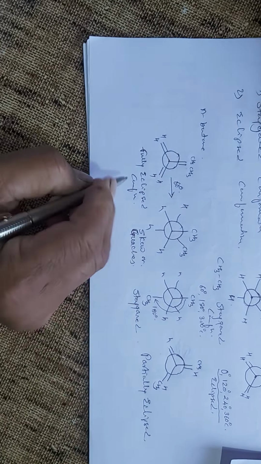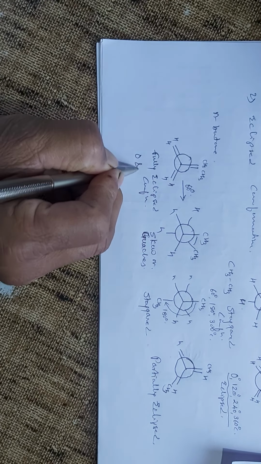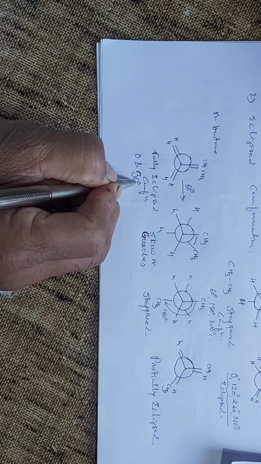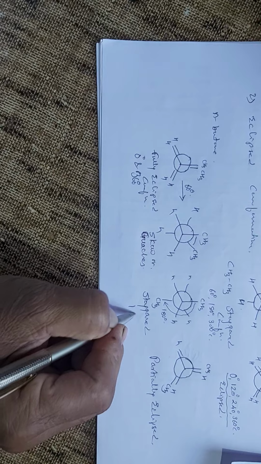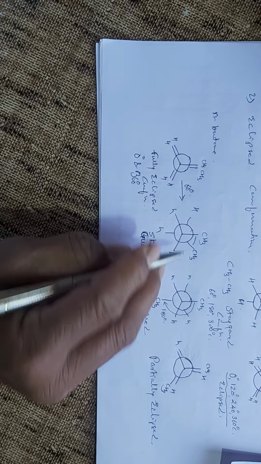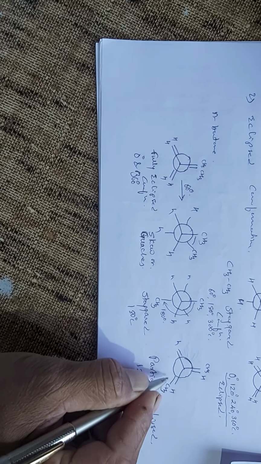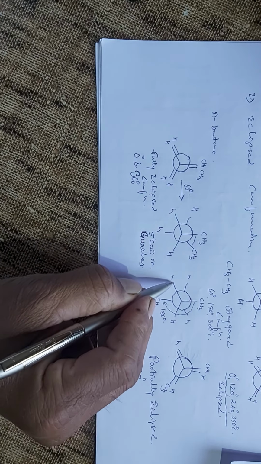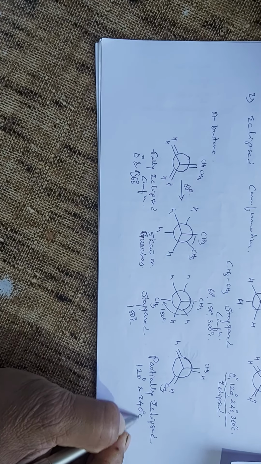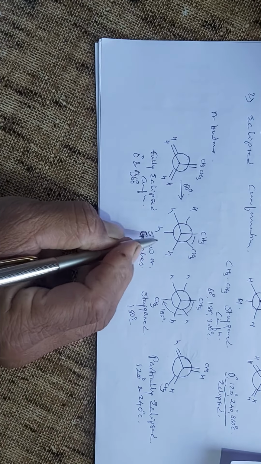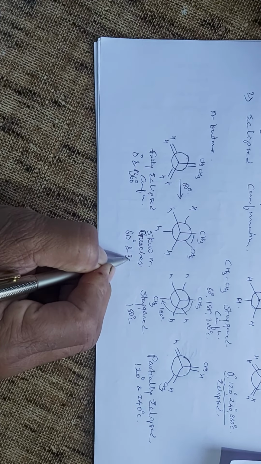And here, when the bond dihedral angle is 0 and 360 degree, you are getting this eclipsed conformation. At 180 you are getting this conformation. At 120 degree, and when you rotate from 120 to 240, you are getting partial eclipse conformation, and skew conformation you are getting at 60 degree and 300 degree.